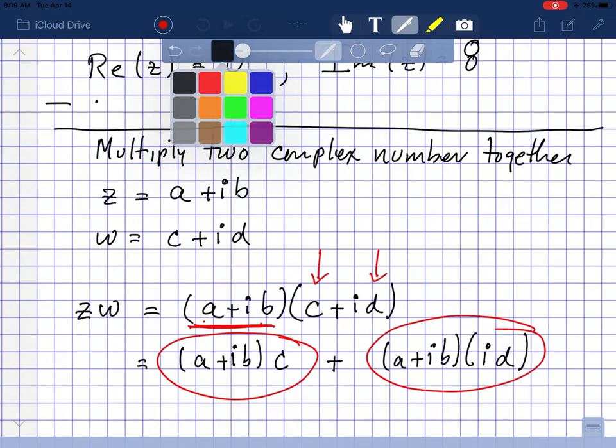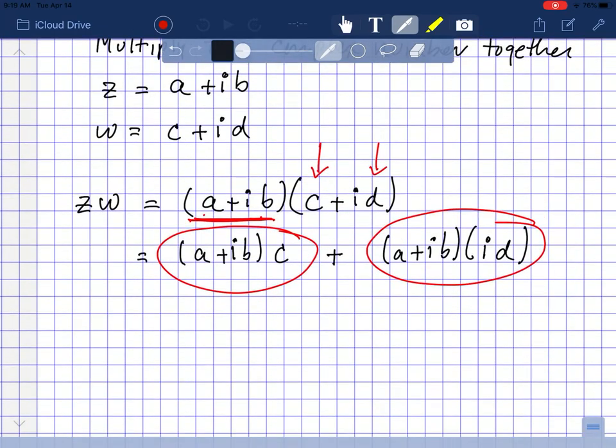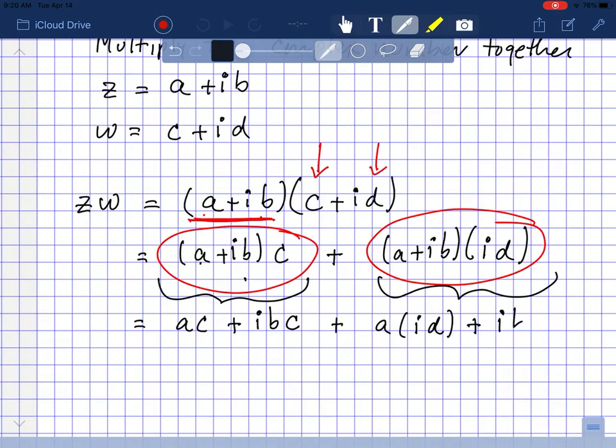Okay, now this works out as follows. So I can apply the distributive law again. So when I do, I have a times c plus i times b times c. Okay, so these two terms come from this first term here. And now we're going to do the same thing over here. So this is going to be plus a times i times d plus i times b times i times d.